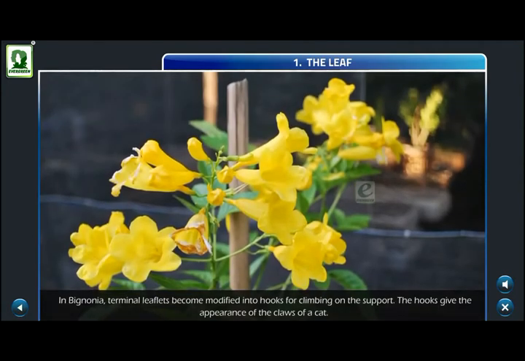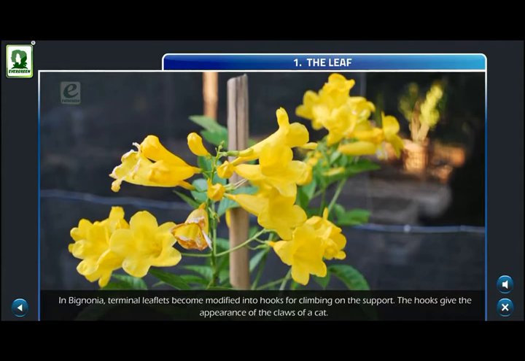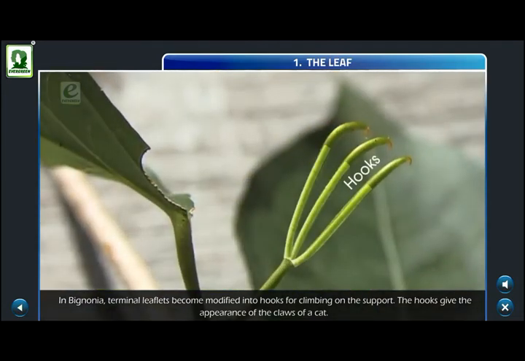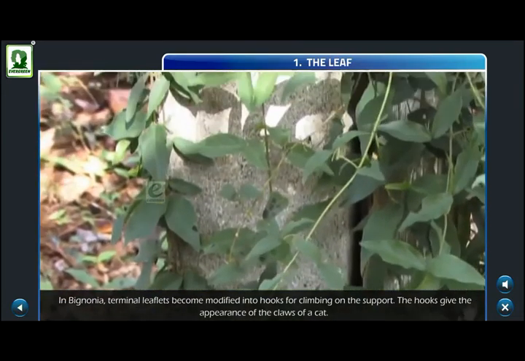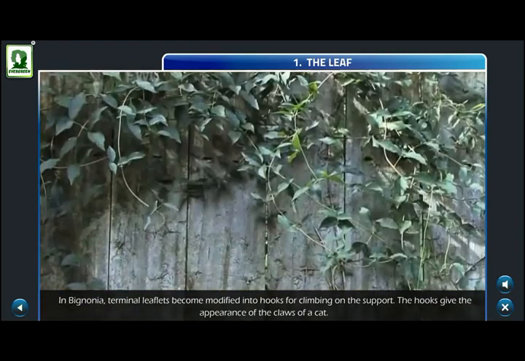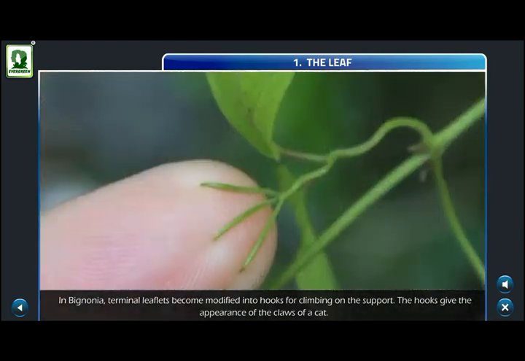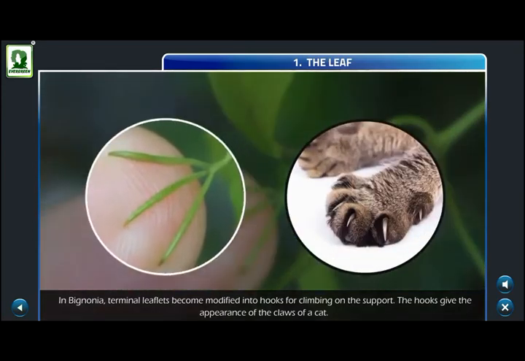Hooks. In bignonia, terminal leaflets become modified into hooks for climbing on the support. The hooks give the appearance of the claws of a cat.